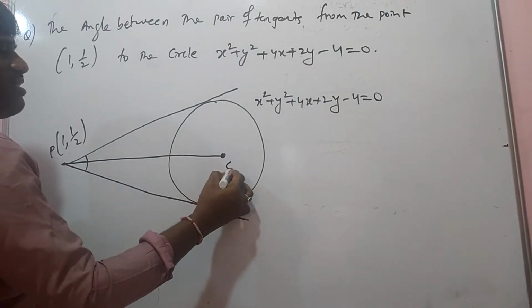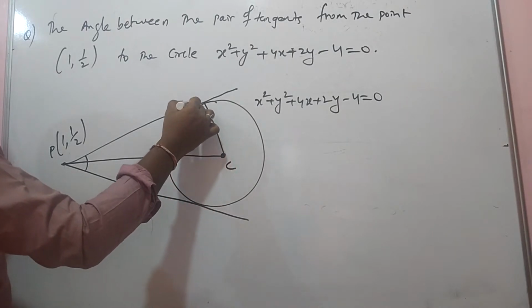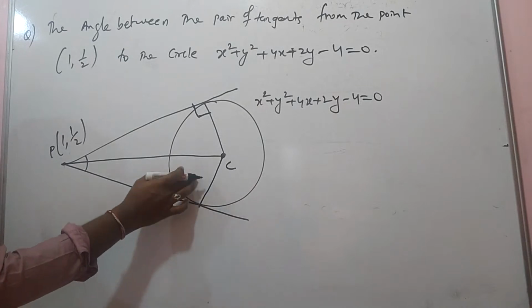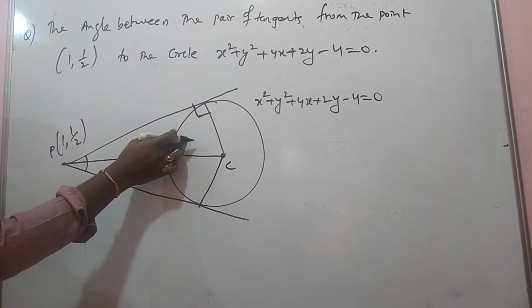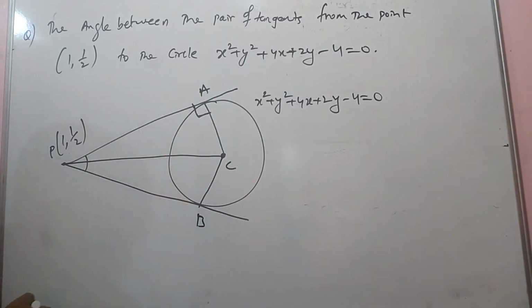So this is the center of the circle and this is the radius of the circle, and you know this is perpendicular, it's a right angle triangle. And you know these two triangles are congruent triangles, right? Let us take this point as A, this point as B.